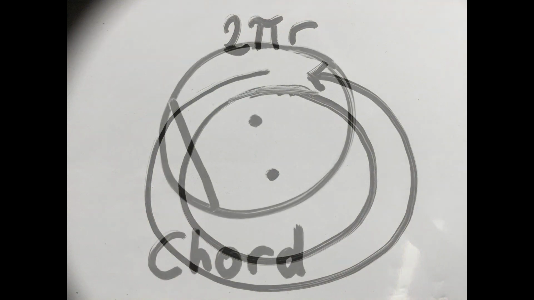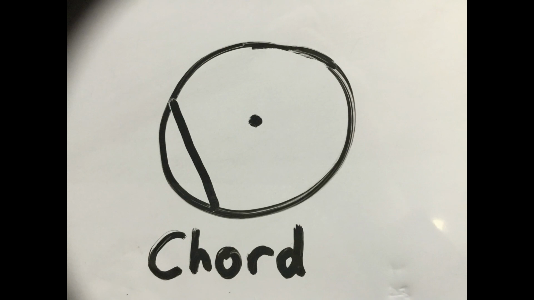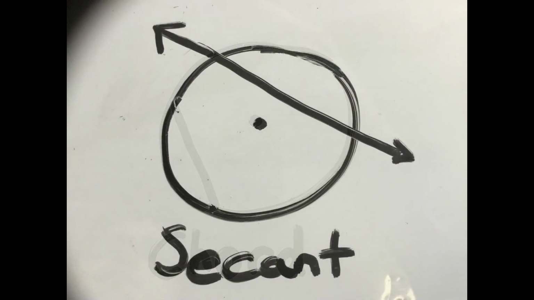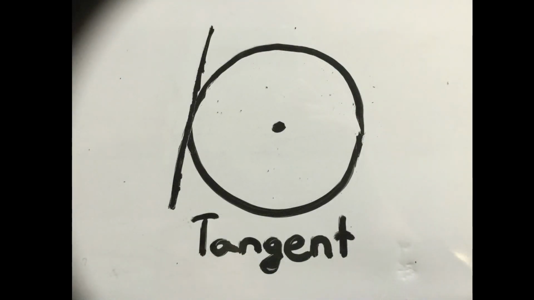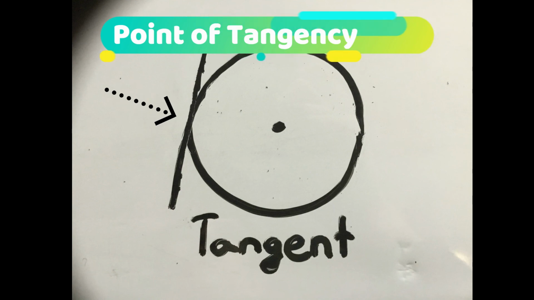And other parts of the circle include the chord, which starts and finishes at two different points in a circle. We have the secant, which passes through the circle, has 2 points of contact on the circle, and we have a tangent which only touches the circle at one point, at the point of tangency.